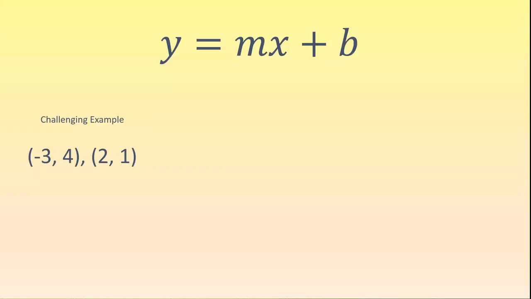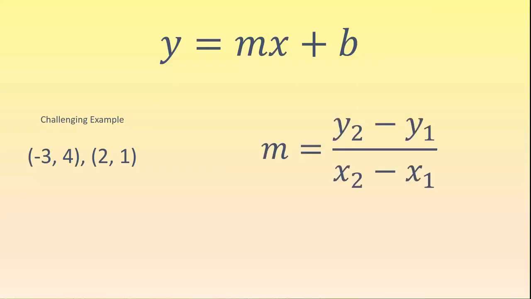Ta-da! The most complicated example is where you're simply given 2 points on the line. And 2 points on a line is all you need to determine the equation of the line, but we're going to have to find the slope on our own. So recall the slope formula. You just subtract the y's and subtract the x's. So in this case, I like to draw these little arrows. I do 1 minus 4 and 2 minus -3.